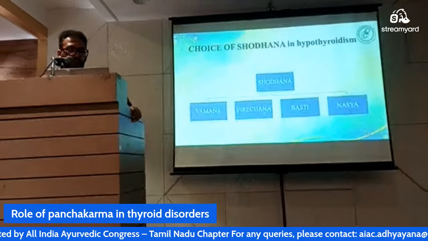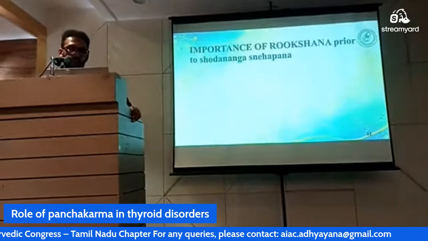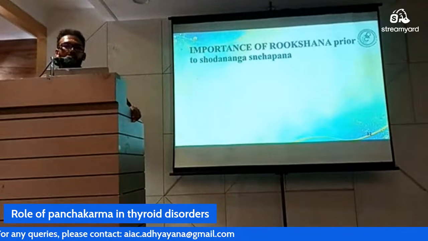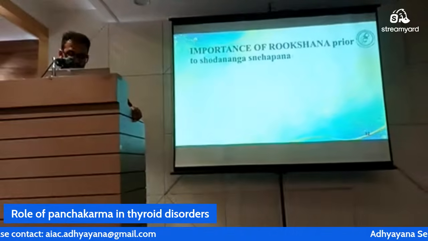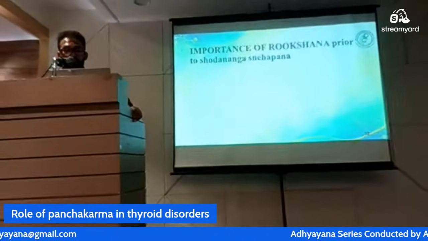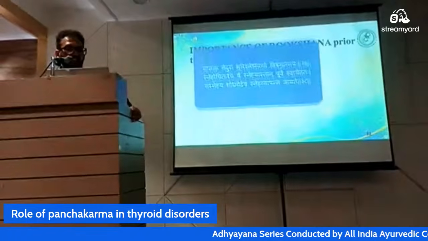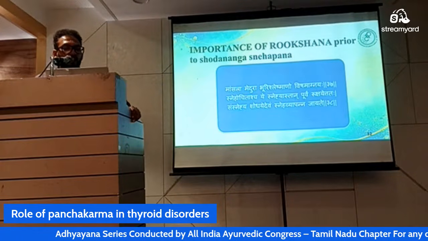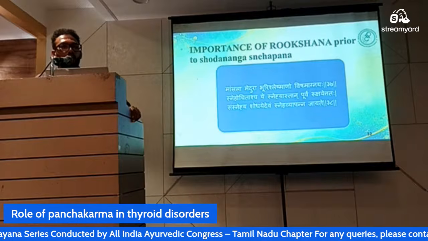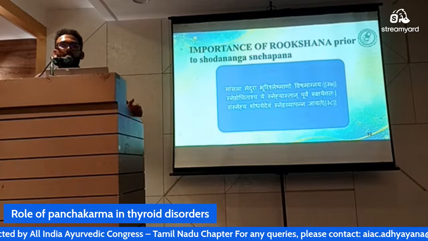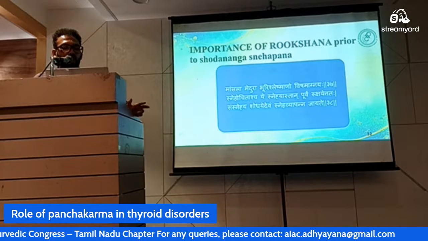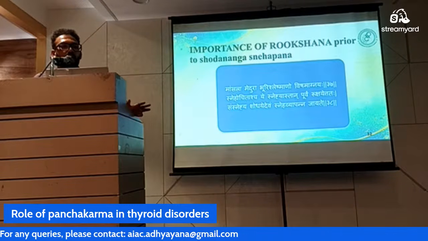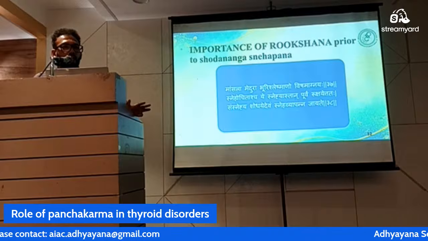So starting with Rukshana, what is the importance of Rukshana in hypothyroidism? In whom is Rukshana indicated? Acharya Vagbhata in Ashtanga Hridaya clearly says, Mamsala Medura Bhuri Shleshma Vishamagneha Snehochitasya Snehayet Purvam Rukshayet. So the words Mamsala, Medura, Bhuri Shleshma, Vishamagneha, all these four conditions directly correlate to the symptoms of hypothyroidism itself.